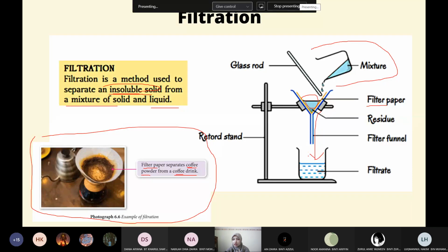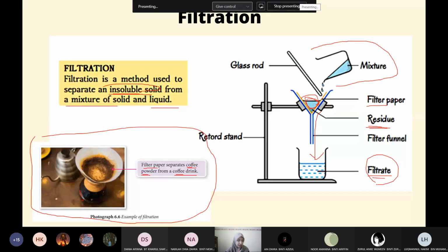The liquid that flows down from the filter funnel, we call it filtrate. While the insoluble solid that traps here, yang tersekat dekat sini, kita panggil dia sebagai residue. So in this example, our coffee powder is our residue, and coffee drink is our filtrate.